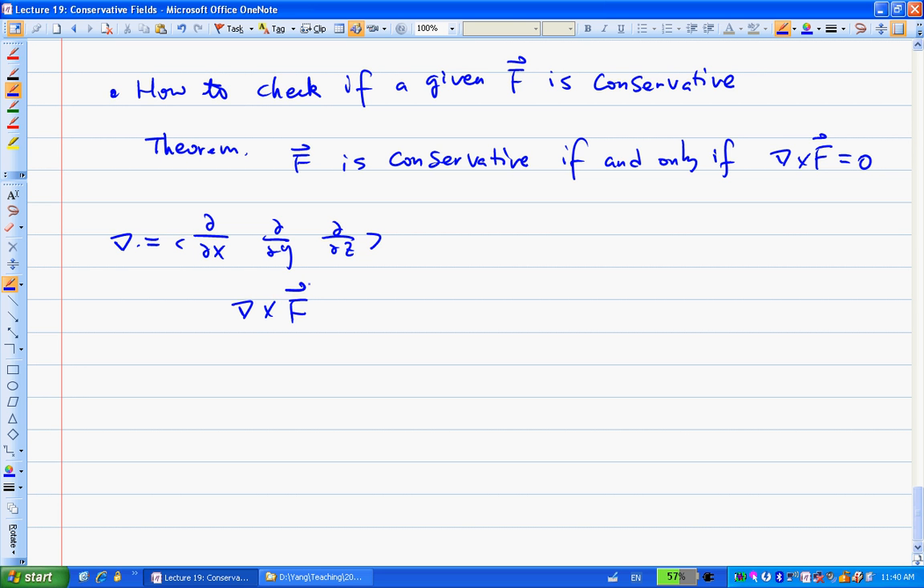Right now we come across a brand new thing. Later we're going to call this the curl. So i, j, k. It's a matrix. The second row is this one.